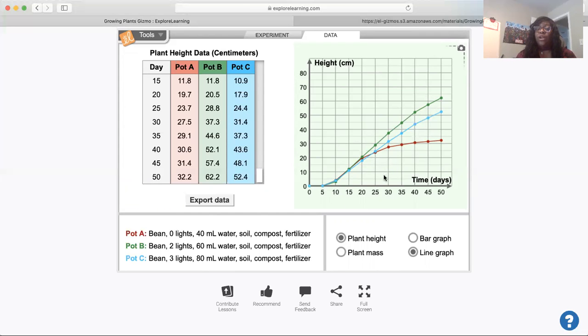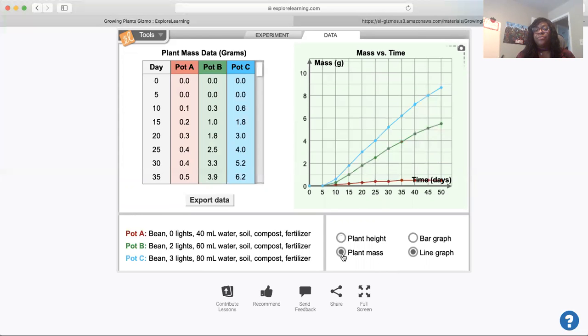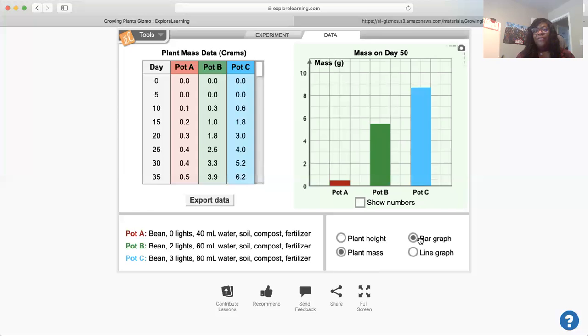Now, if we look over at our line graph, it shows the time, which is the number of days, all the way up to 50. And then it has height in centimeters all the way up to 80. And as you can see, once again, green, which is plant B, is the tallest. Let's check out the mass. The mass, not mask. And let's change it to a bar graph.